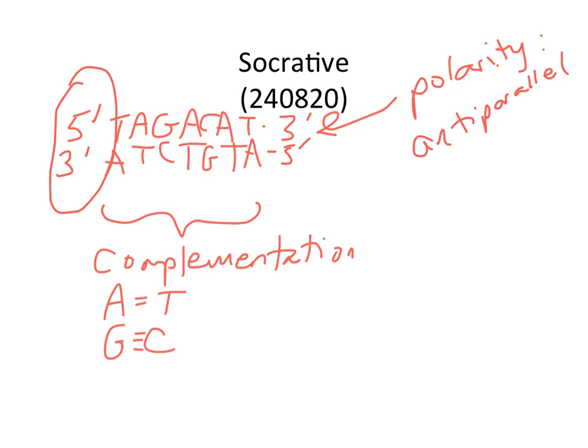So hopefully all of this is review. I'm not trying to say that this is anything you haven't heard before. I just want to make sure that everyone's comfortable. This is where we're starting genetics. Everybody has this information. A's pair with T's, G's pair with C's. DNA strands are anti-parallel. Questions at this point? Yeah.